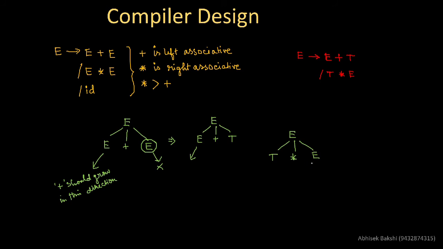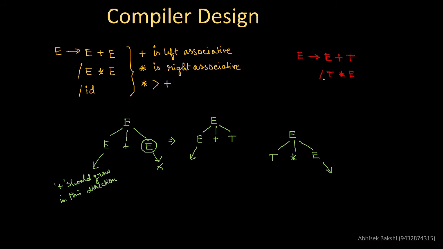And on this side, if another star occurs, then definitely you will have a chance to grow only on the right hand side, because on the left hand side it is not E. That means if we want to have another star, it will be on the right hand side, and naturally the right side will be at a higher level, so the right star will be at first, so the star will remain right associative as it is.